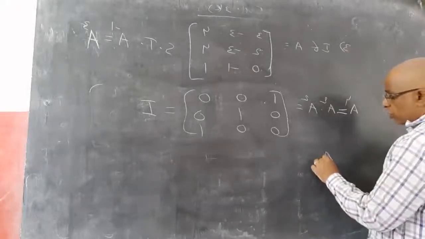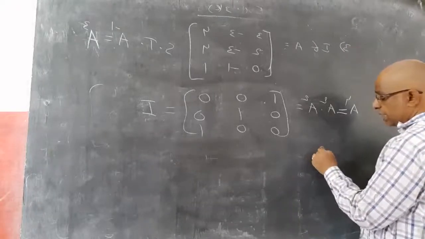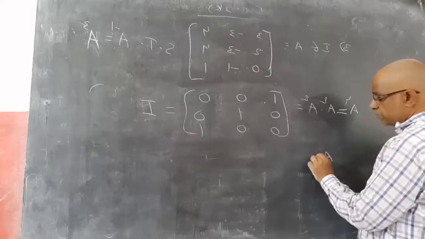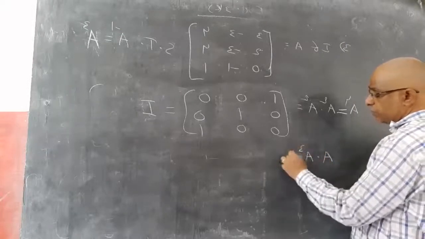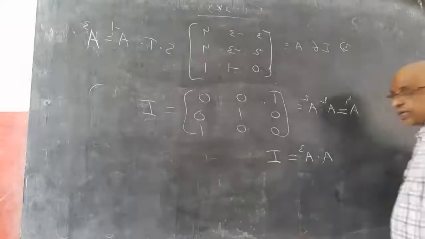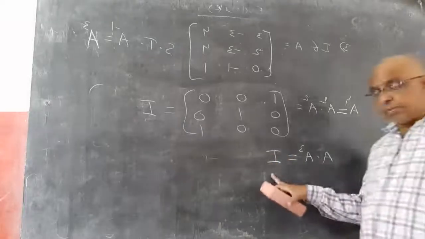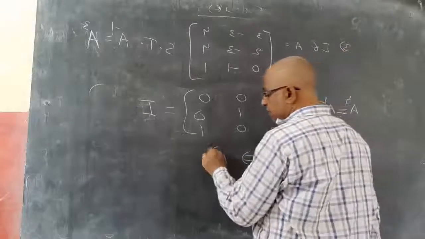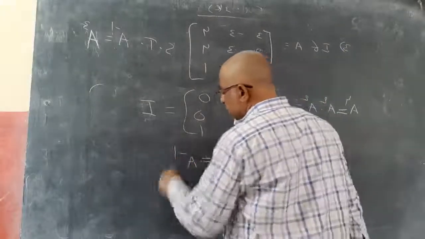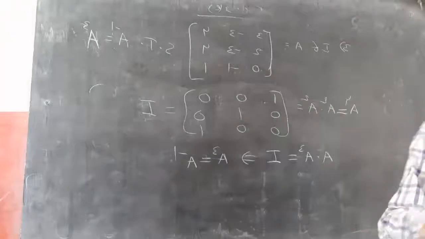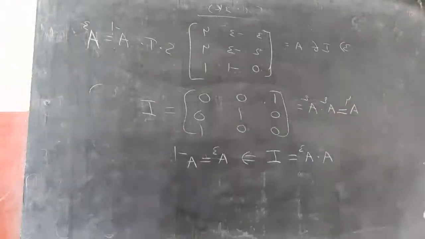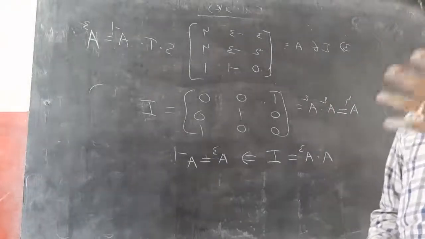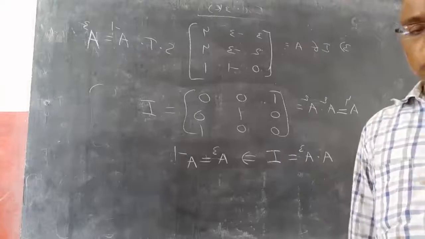So A power 4 can I write as A cube into A or A into A cube? A into A cube equal to I. A into B equal to I means B equal to A inverse. B equal to A inverse means A cube equal to A inverse. This is one way of doing. Another way is you can do LHS and RHS separately, and both are equal. That is one more way, always there.